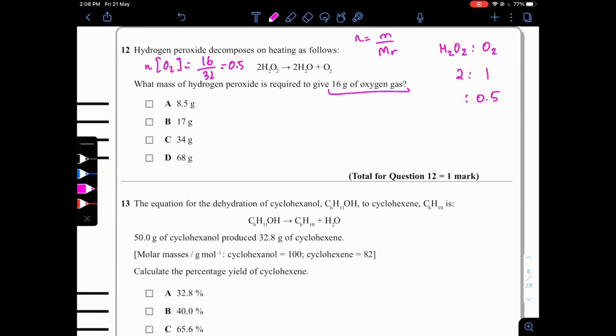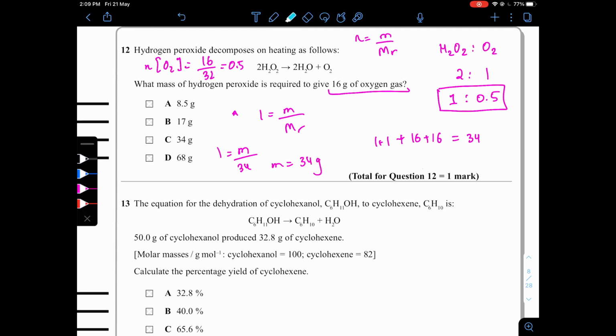So we now need to find the moles of hydrogen peroxide. This is a 2 to 1 ratio, so whatever moles we have of oxygen, we just times it by 2. When you times this by 2, you get 1 mole of hydrogen peroxide. So 1 equals mass over molar mass. The molar mass of hydrogen peroxide is 1 plus 1 for the two hydrogens, plus 16 plus 16, which gives us 34. So we have 1 equals mass over 34, so our mass is 34 grams. That is the mass required to give 16 grams of oxygen gas.